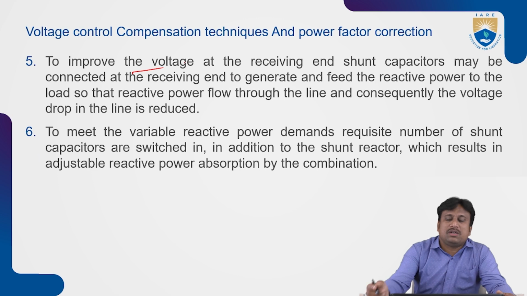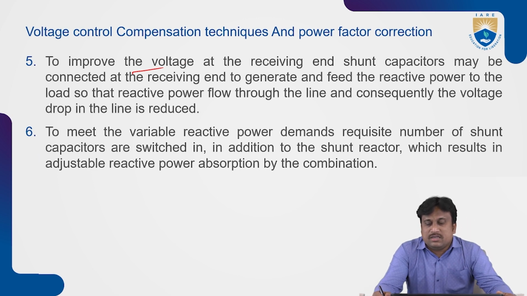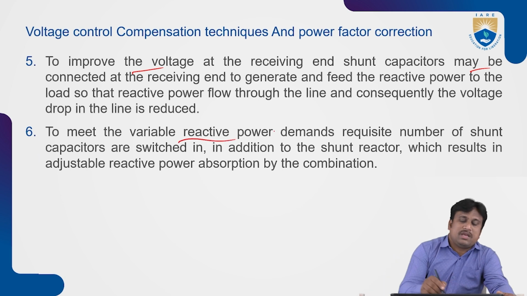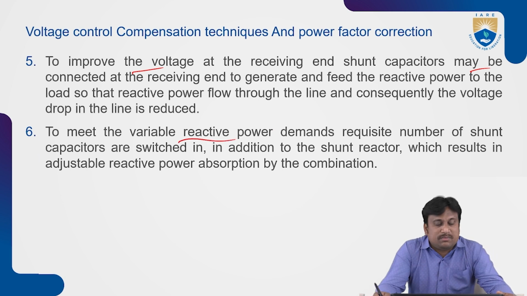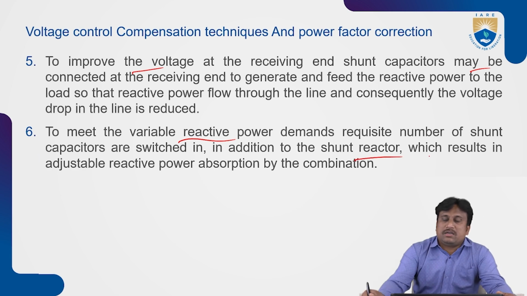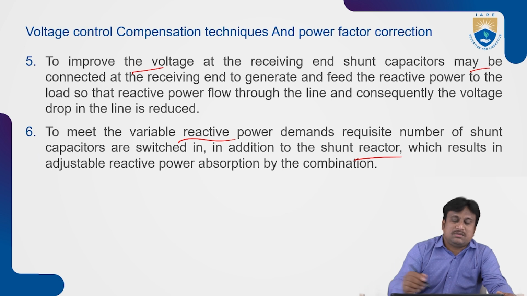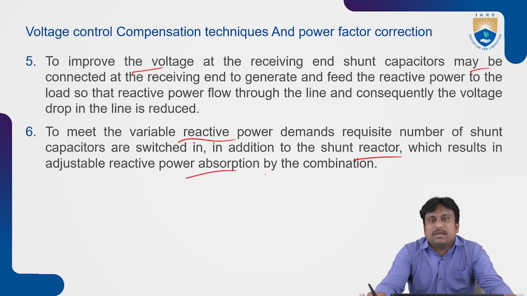To improve the voltage profile at the receiving end, shunt capacitors may be connected at the receiving end to generate and feed the reactive power. This reduces the reactive power flow through the line, and consequently the voltage drop in the line is reduced. To meet the variable reactive power demands, the requisite number of shunt capacitors are switched on, in addition to the shunt reactors, which results in adjustable reactive power being absorbed by the combination of the loads. These are usually treated as major components in the power system network.